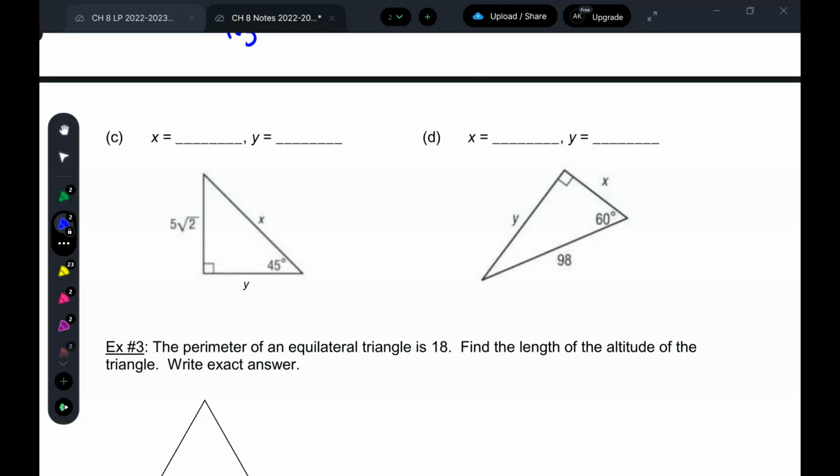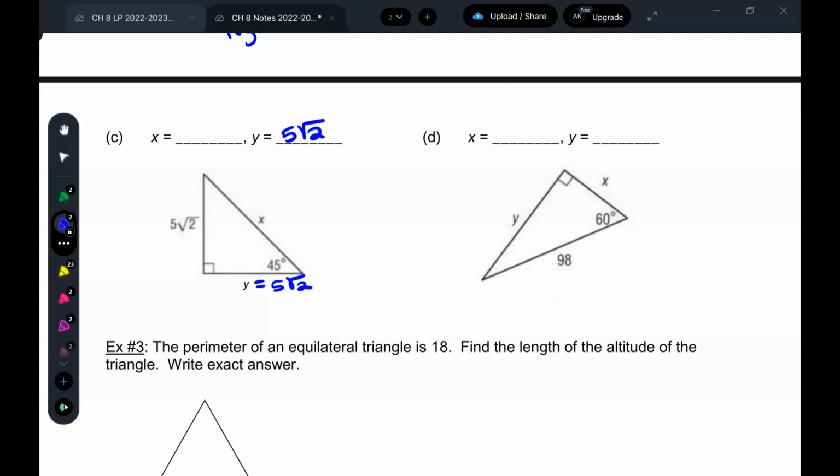So now we're going back to the first theorem. What's x and what's y? Okay, well, first thing, if it's 45, 45, 90, 2 sides have to be the same. The 2 legs have to be equal, right? So y has to be 5 root 2.